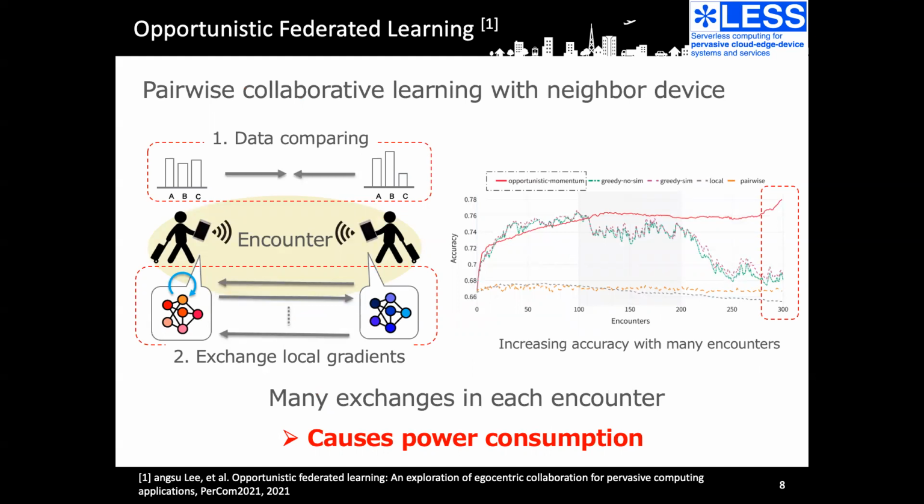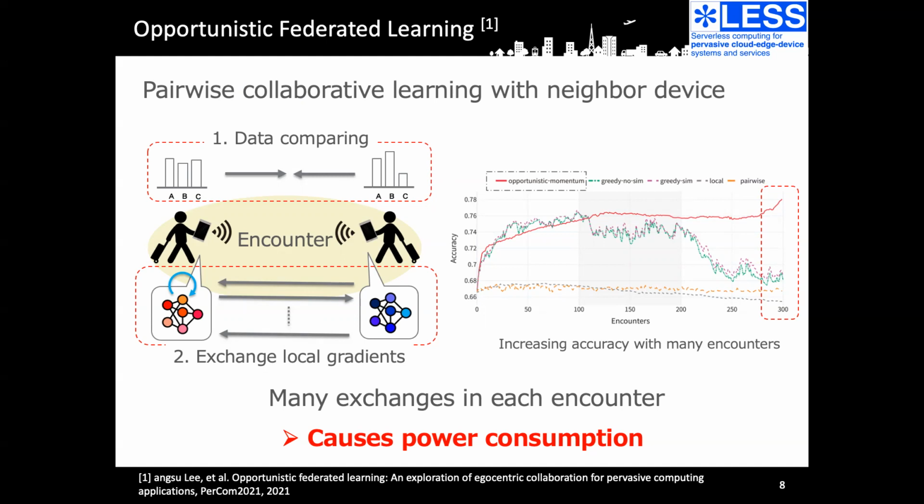Opportunistic federated learning is one approach to avoiding the use of aggregation servers. In this method, when two devices encounter each other, they compare data distribution. If the distributions are similar to each other, they exchange gradients and update their models. It is a method that allows for steady learning because local models are sequentially updated against each other's data. The model can steadily learn because it updates using the gradient from the data in the encountered device. Experiments have shown that accuracy improves as the number of encounters increases.